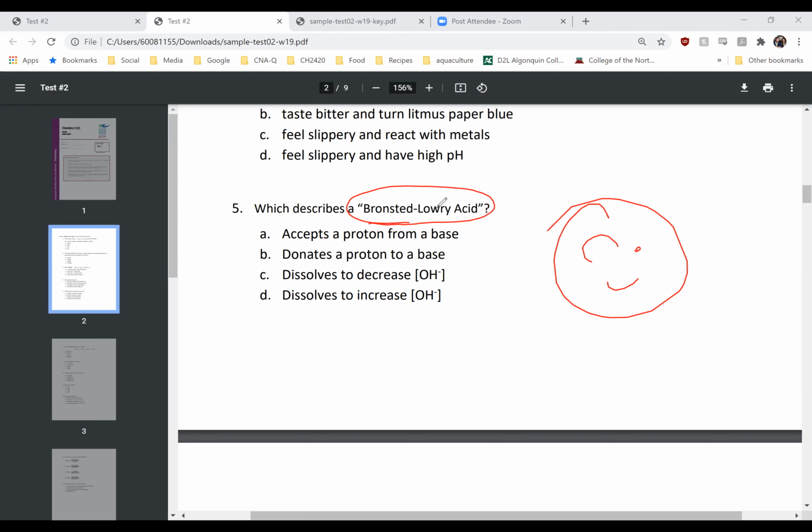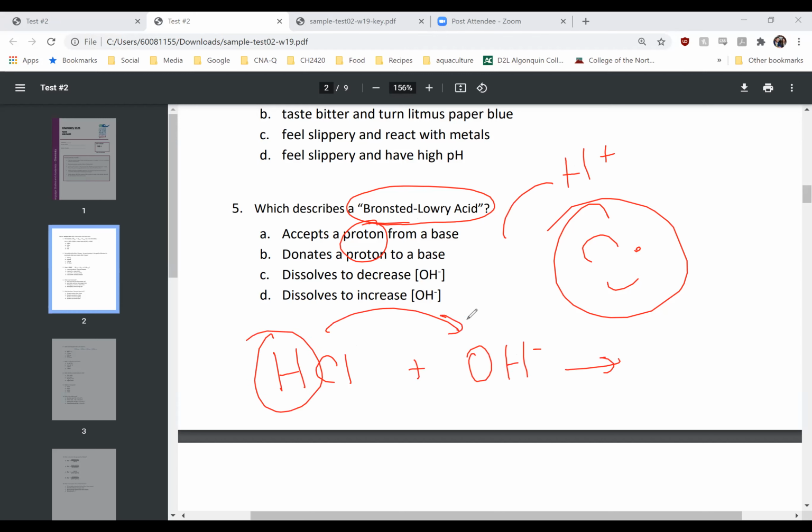What you really want to look for when you see the word Bronsted-Lowry is protons, or specifically that hydrogen atom. Remember in chemistry 1120 or 1121, we learned that a chemical that starts with a hydrogen is an acid, and that's where the Bronsted-Lowry comes into play. So, HCl reacting with OH minus, the proton, which is an H plus, gets donated. Sorry, that should be H2O.